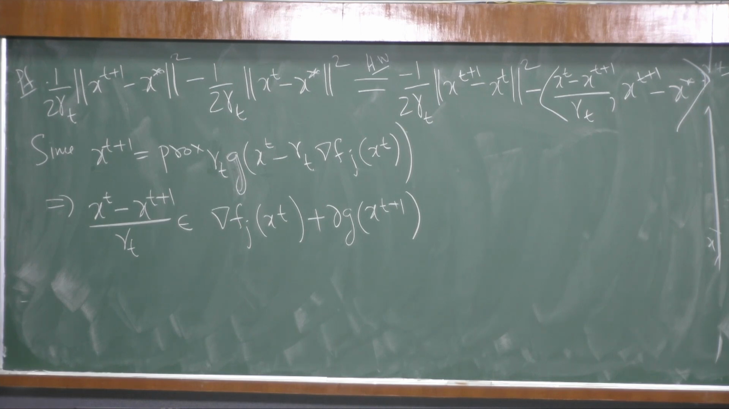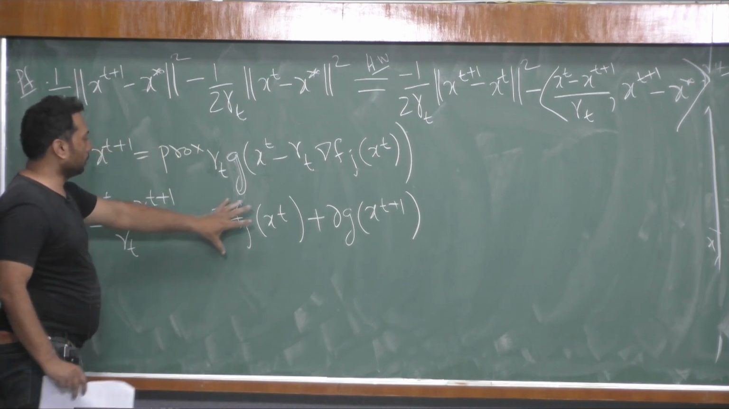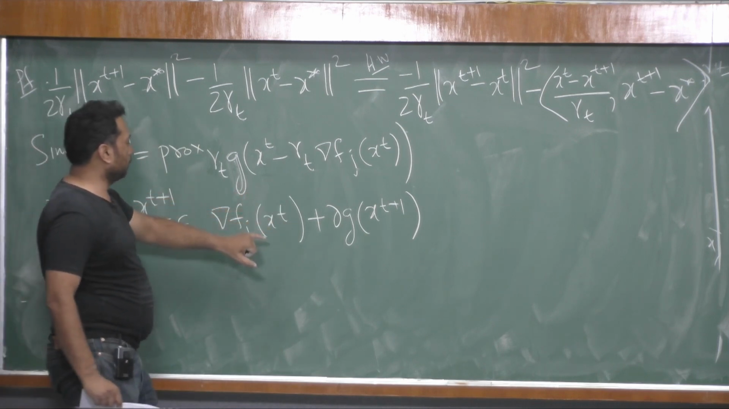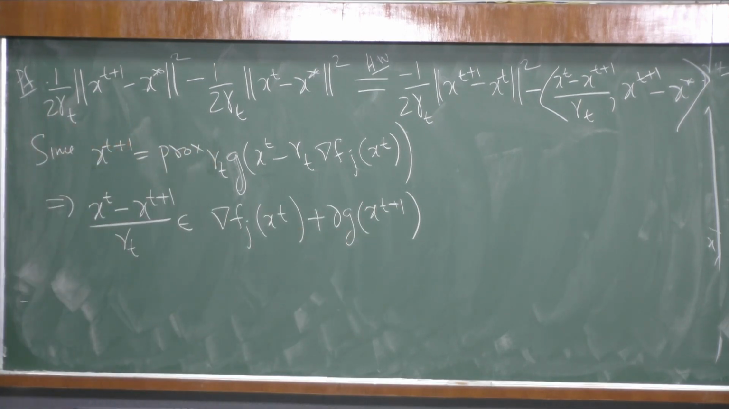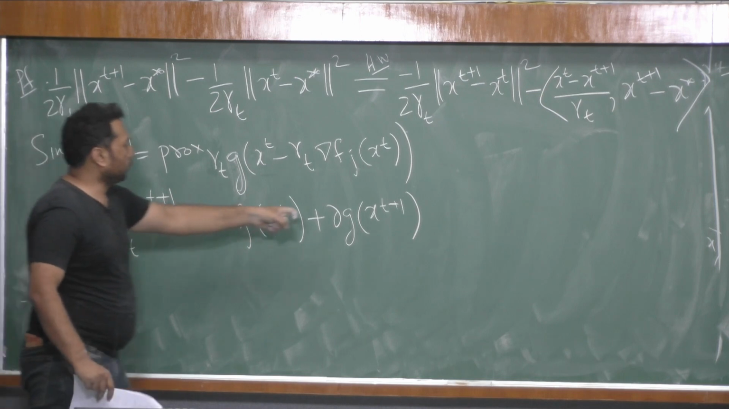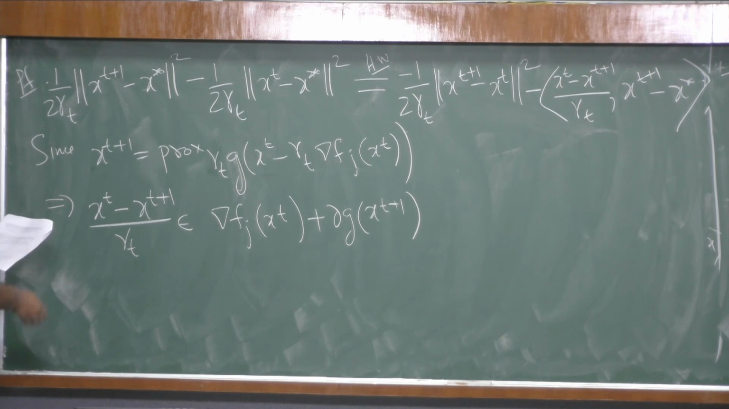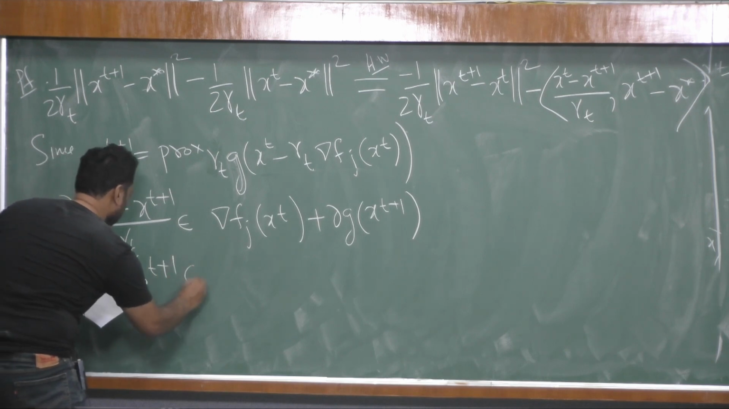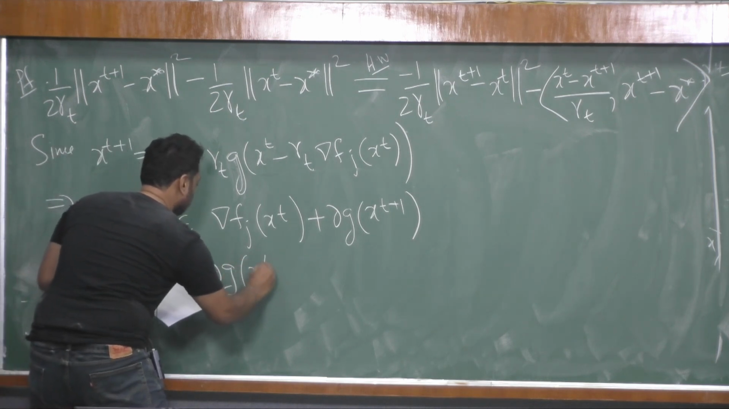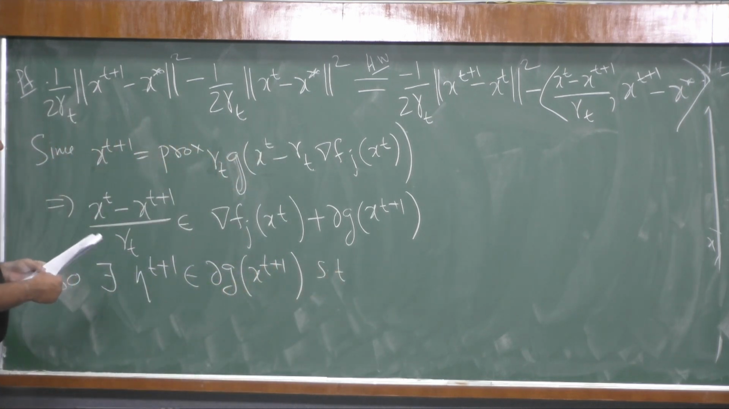This guy belongs to here, but this one is differentiable, so it is something unique, a single number, and it is being added to a set, possibly a set, because g may not be differentiable there. So we are looking at possibly many subgradients there. Since this holds, there must exist an eta in the subdifferential for which eta plus this will be equal to this. So there exists eta_{t+1} in the subdifferential of g at x_{t+1} such that we can write this expression.